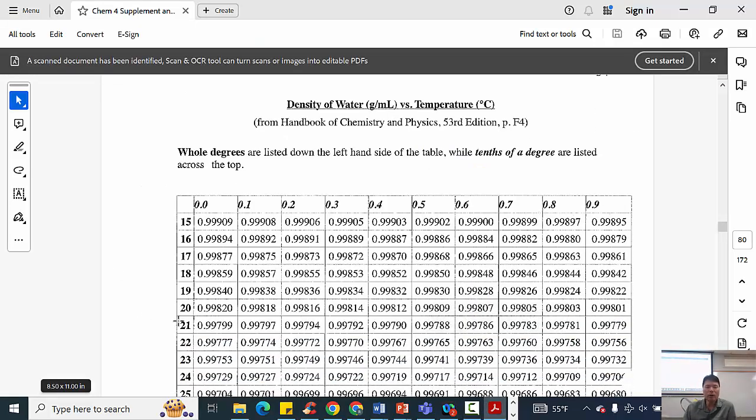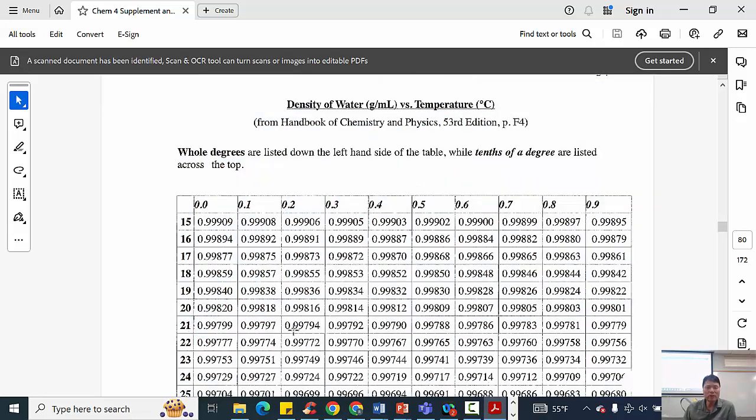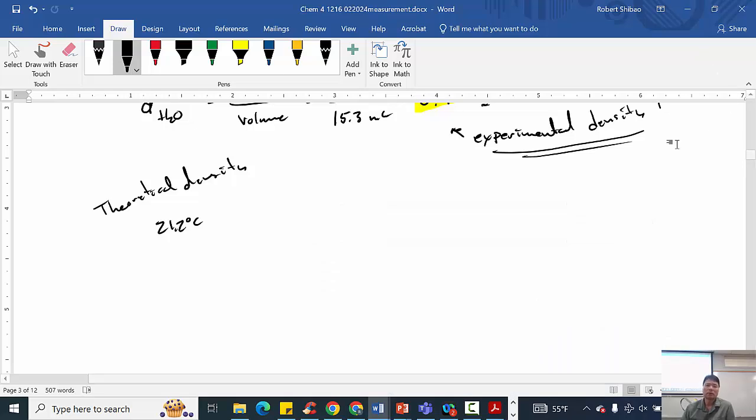And so I go here to 21, and then I go to 0.2 over here. So at 21.2, the theoretical density is 0.99794. Does everybody see how to use this table? If you have a different temperature, just look up the density at that temperature. So this was 21.2, so 0.99794, from the table.